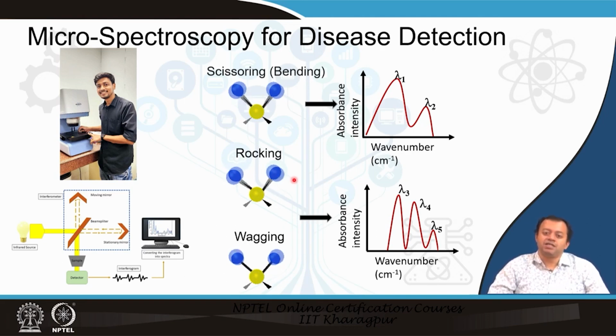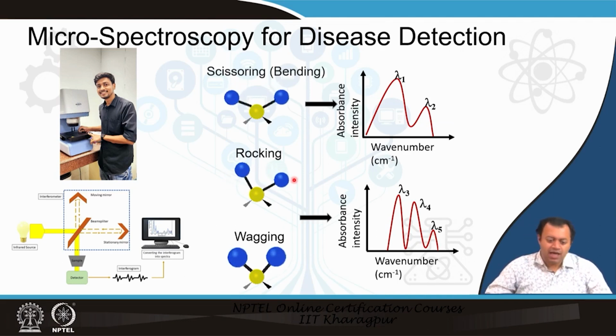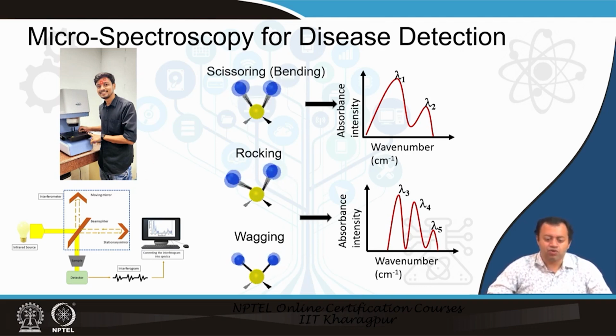Microspectroscopy utilizes the best of both worlds. It uses the imaging resolution from microscope as well as the spectroscopic information from a spectrometer, and thereby we create this microspectroscope. This is my student Shobhik Das.